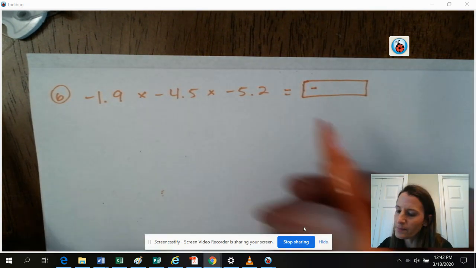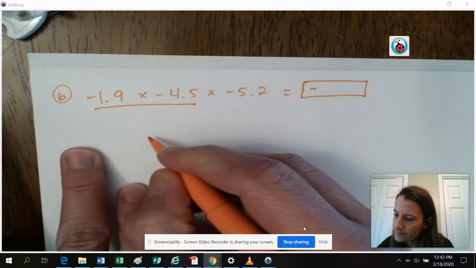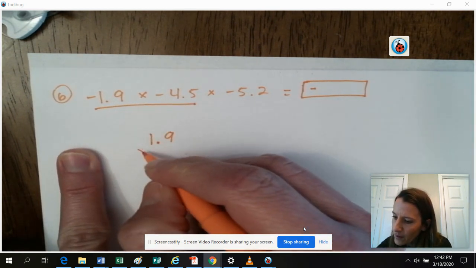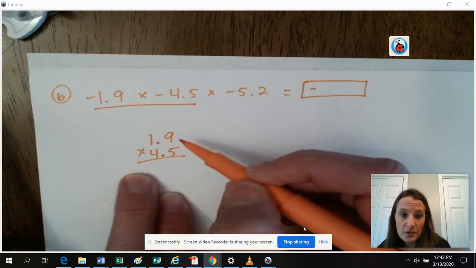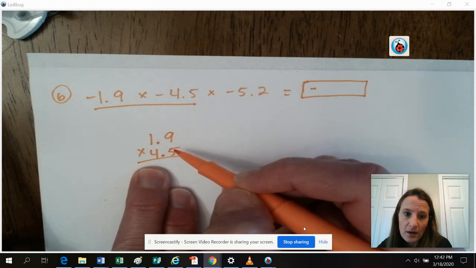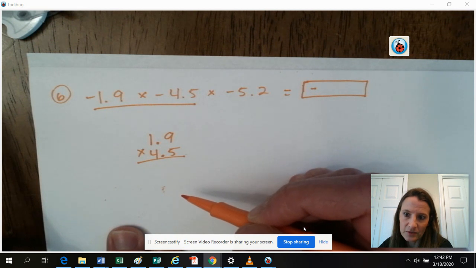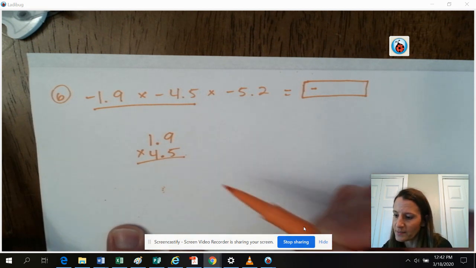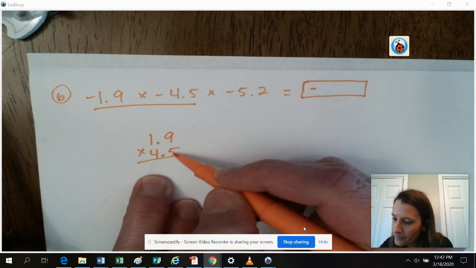All right, so let's multiply 1 and 9/10 times 4.5. Let's talk about a reasonable answer too. If I round 1 and 9/10 up, it will be 2. 2 times 4.5 is 9. So a reasonable answer is 9. So that will help you with your decimal placement as well. All right, so let's just multiply.